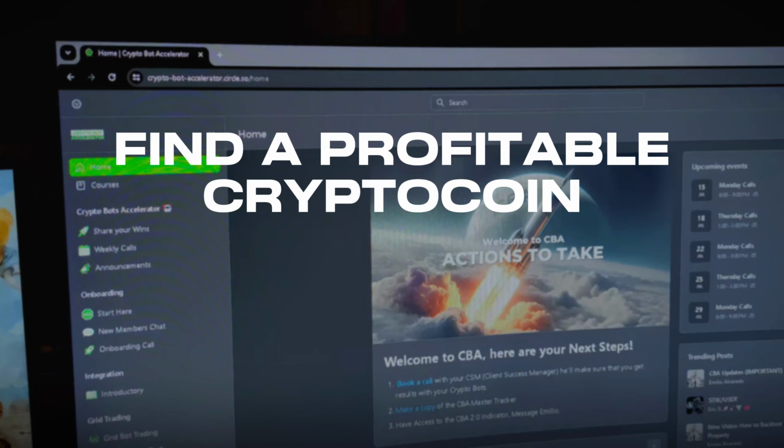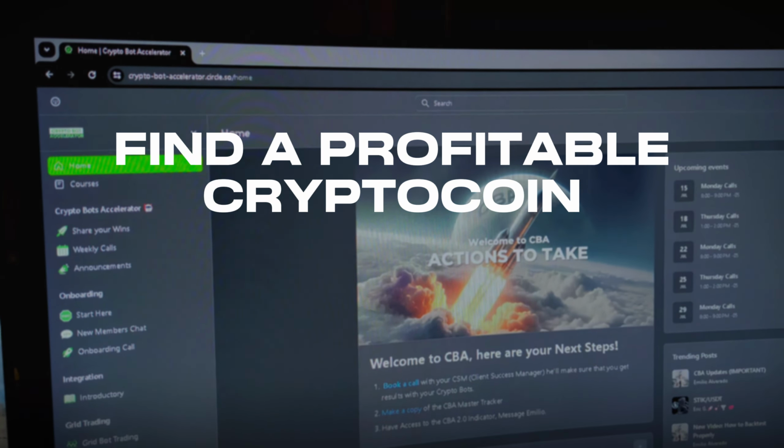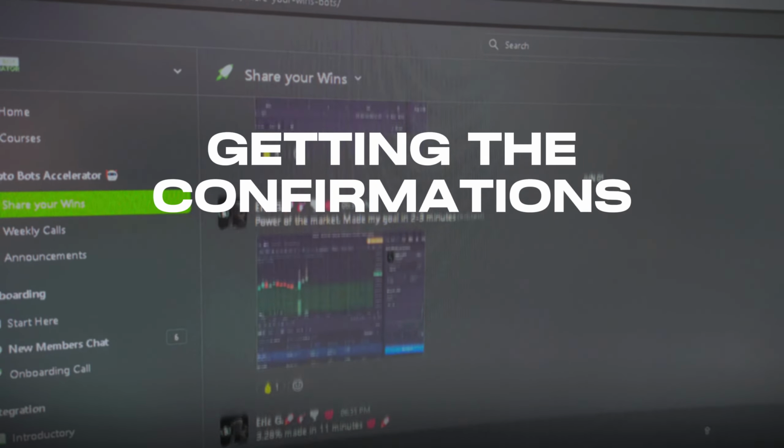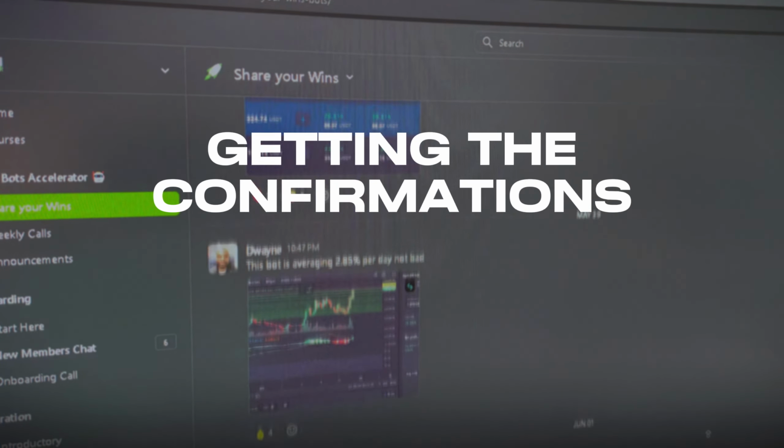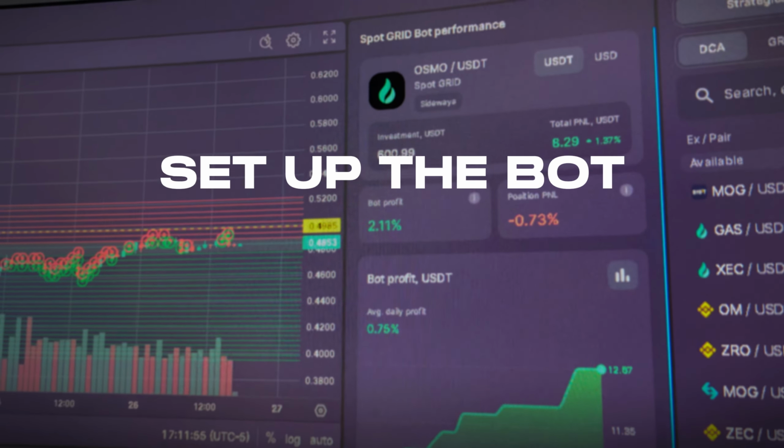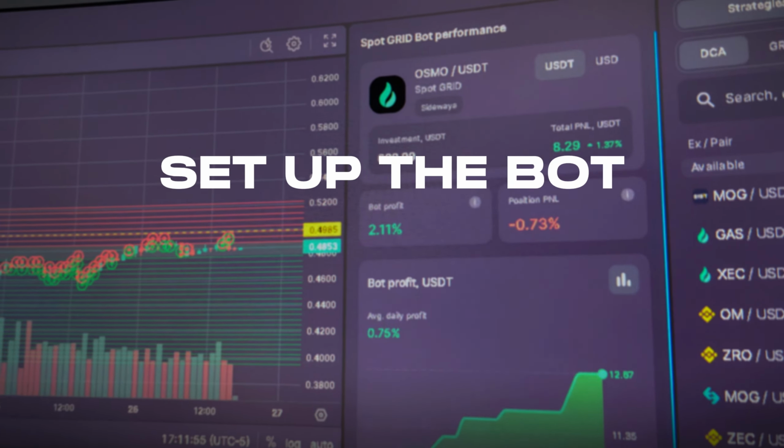Then, once we get that out of the way, we're gonna get into the systematic approach that me and my clients use to make 1+% every single day using Gridbots. This systematic approach is based on 3 steps. First, finding a profitable crypto coin, then getting the confirmations that the cryptocurrency is worth it, and finally setting up the bot in a way that it's going to maximize results and minimize risk.